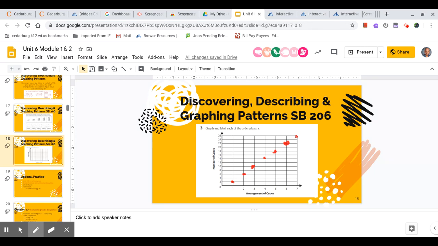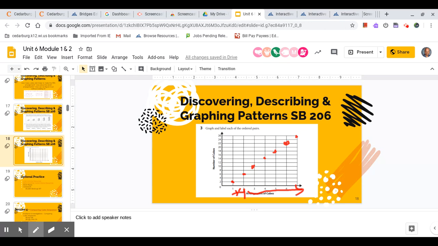What do you notice about that line? Some of you may say it's a straight line. It is a straight line. Some of you may notice that there is constant growth. There is growth from one to the next, right? It's a plus 4. That's pretty constant throughout the whole arrangement. Every time we go to the next arrangement, we're adding 4. So it would be a constant growth.